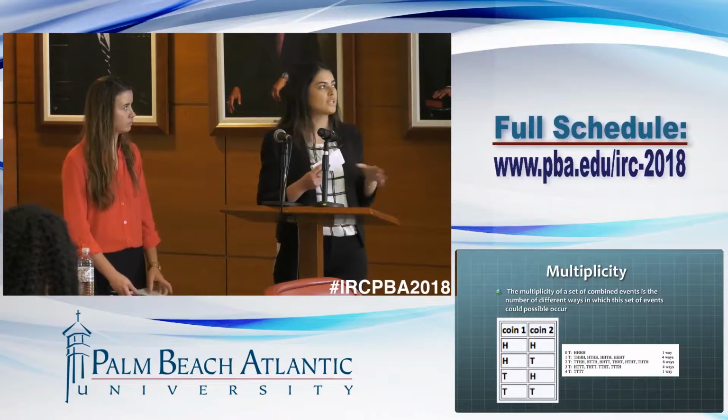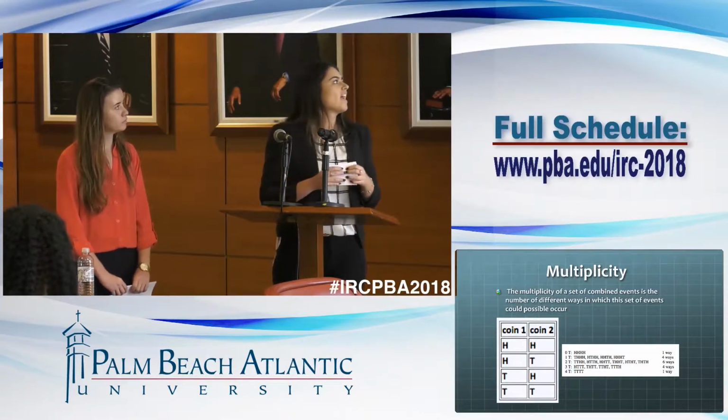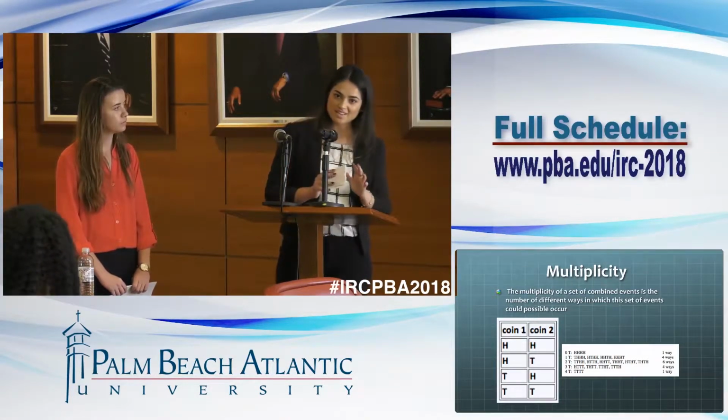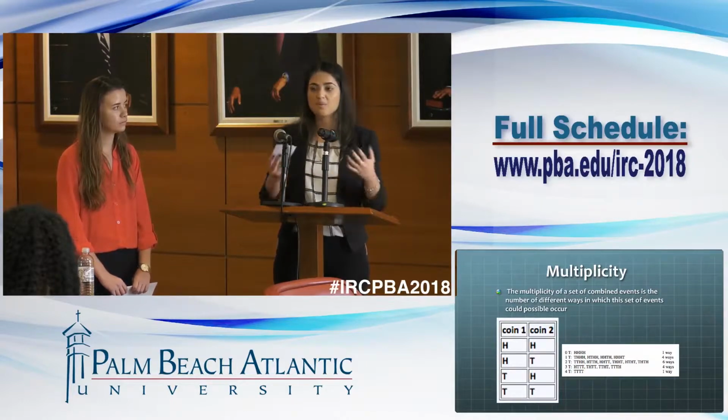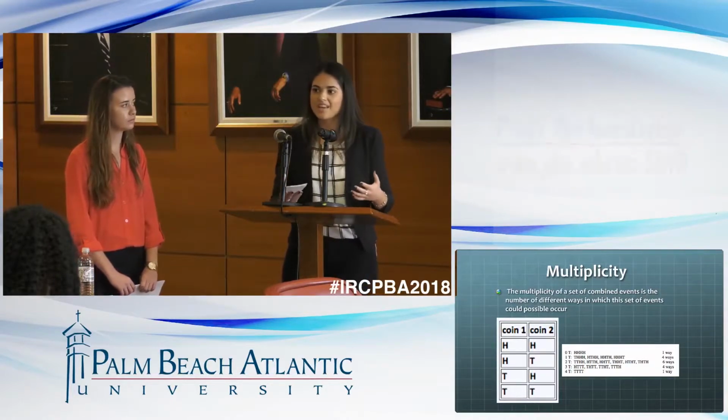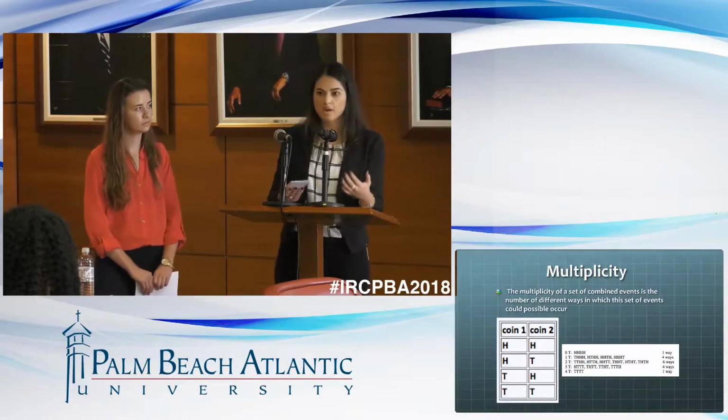In the next example, now we have 4 coins. And so if no coins were to land on tails and all 4 coins were to land on heads, there's only one way to arrange that, all the coins landing on heads, which means it has a multiplicity of 1.